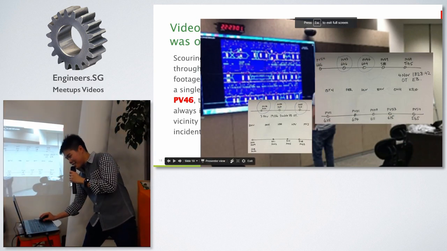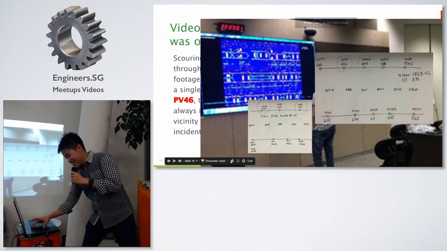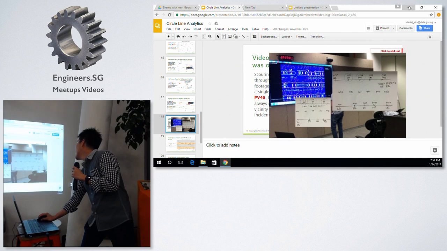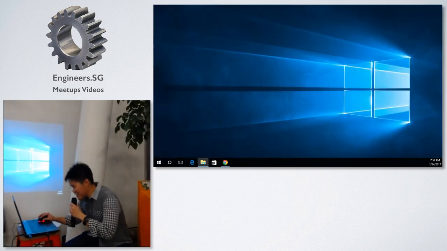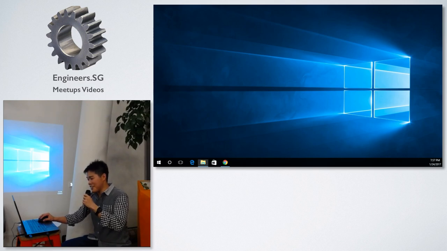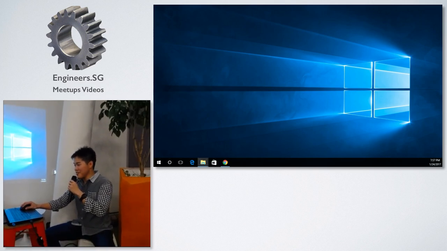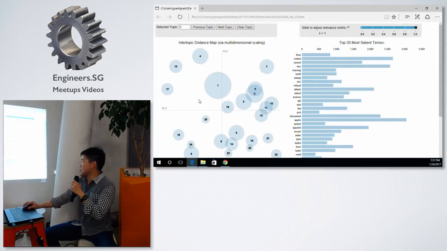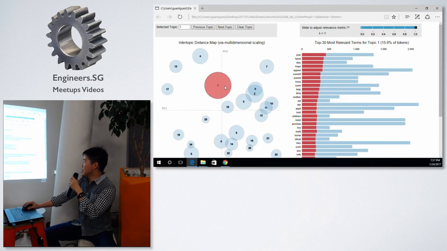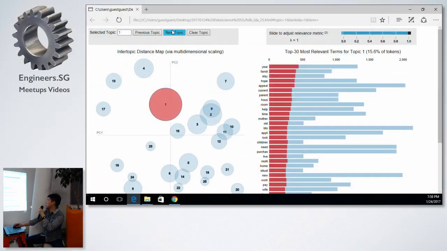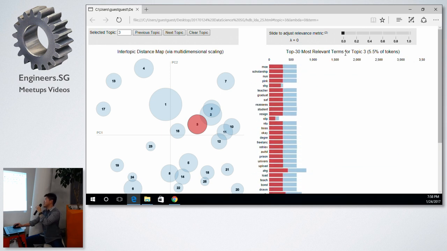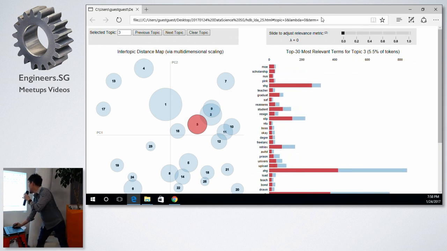So let me just quickly show this. Let me give you a look at how the output looks. So something like this, you can clearly see, for each topic, what the words are, and there are some sliders here for you to organize the order of the words in different manners.